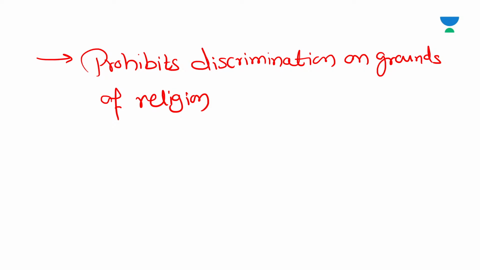At the same time, the constitution allows the state to intervene in the matters of religion in order to ensure equality within religious communities. For example, it bans untouchability.